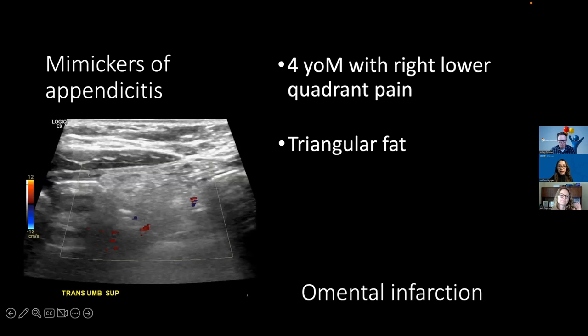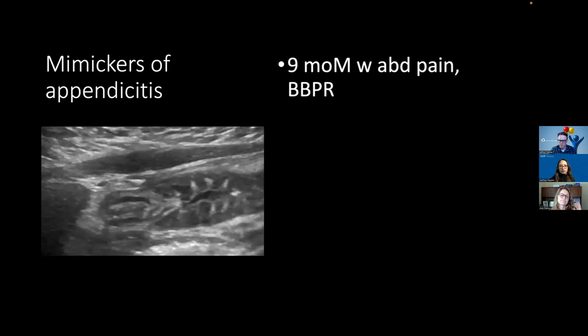And sometimes it can be mass-like, and it can have a little bit of mass effect on the bowel. At first, the original reader was concerned for a mass, like a lipoma or something, and did suggest a CT, which confirmed the omental infarction, and the patient was just treated conservatively. All right, so I love this case.